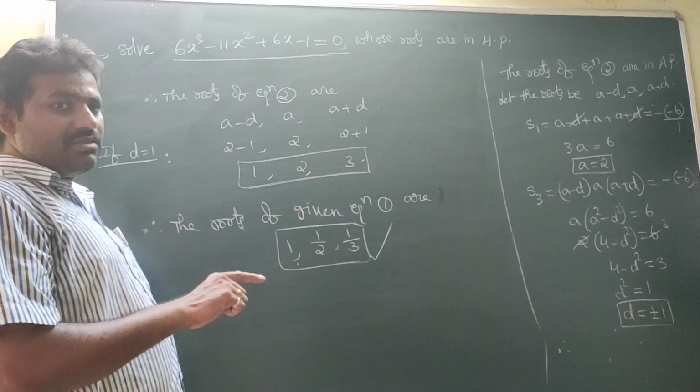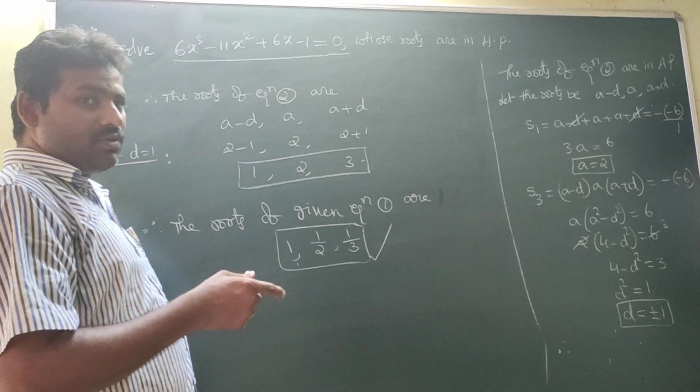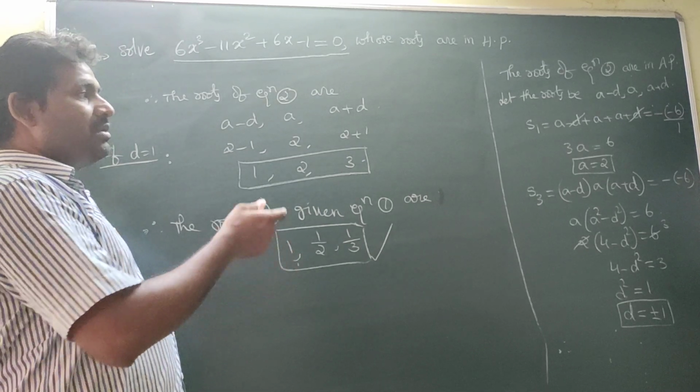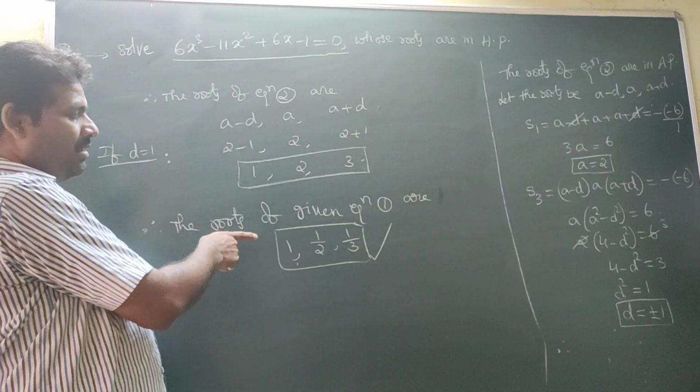So whenever the roots are asked to be in HP, first convert into the reciprocal equation. Put x = 1/y, so equation 2 will come. The roots are in AP. Solve for the roots of the equation in AP, and then at the last, take the reciprocal.